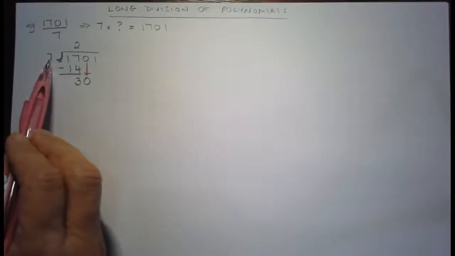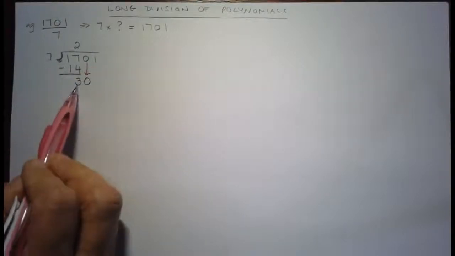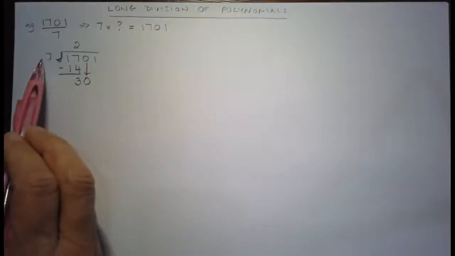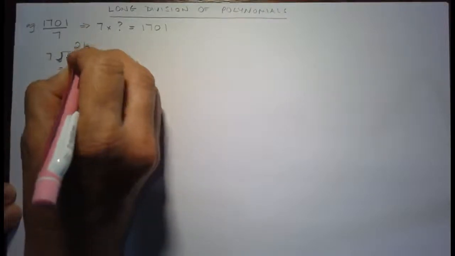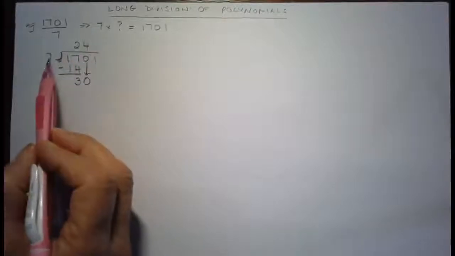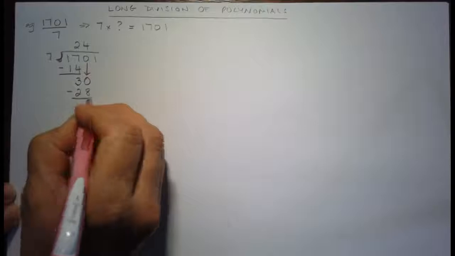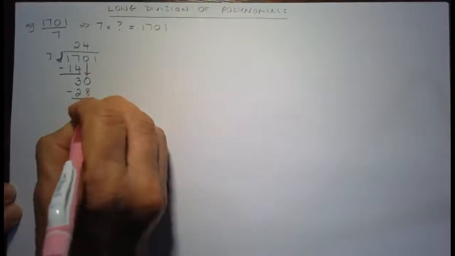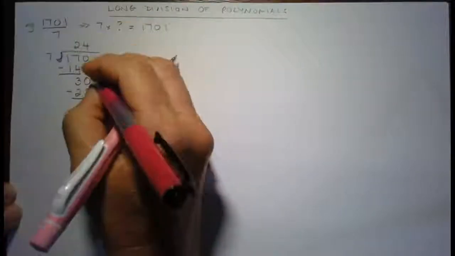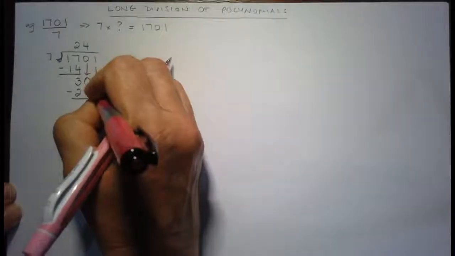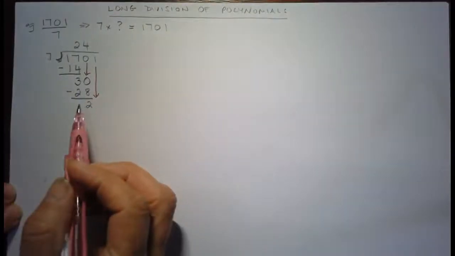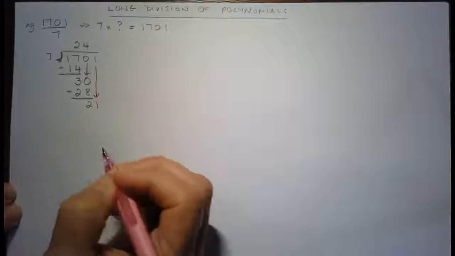So now I need to know how many lots of 7 go into 30. So 4. 4 times 7 is 28. So if I take that away, that leaves me a leftover of 2. So I'm going to bring my last number down. Okay. And I've got 21.